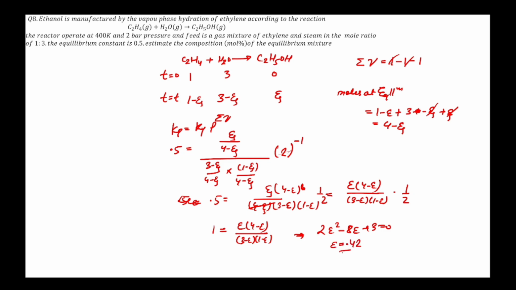Now 0.42 moles of C2H5OH is produced, 3 minus E of H2O left, and 1 minus E of C2H4 left. So that is the equilibrium composition in moles. If you want to find the mole fraction, then for C2H5OH, the mole fraction is E upon 4 minus E, that is moles at equilibrium upon total moles.